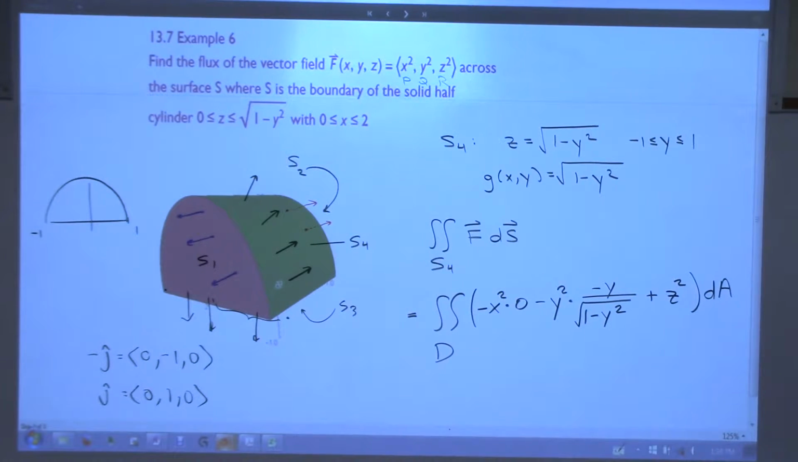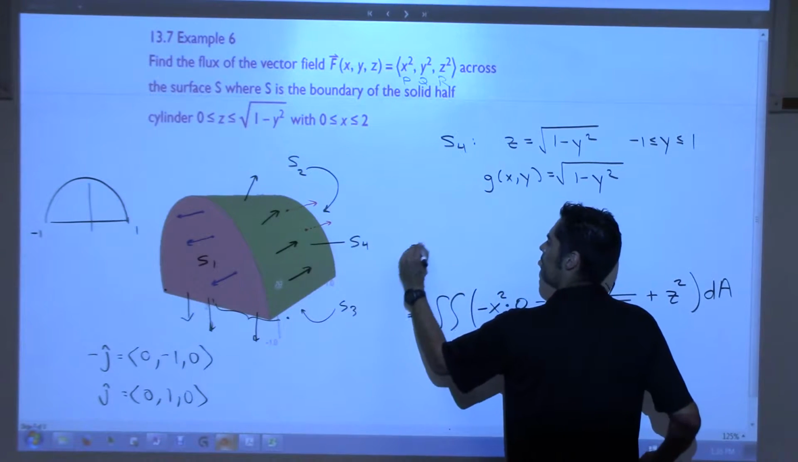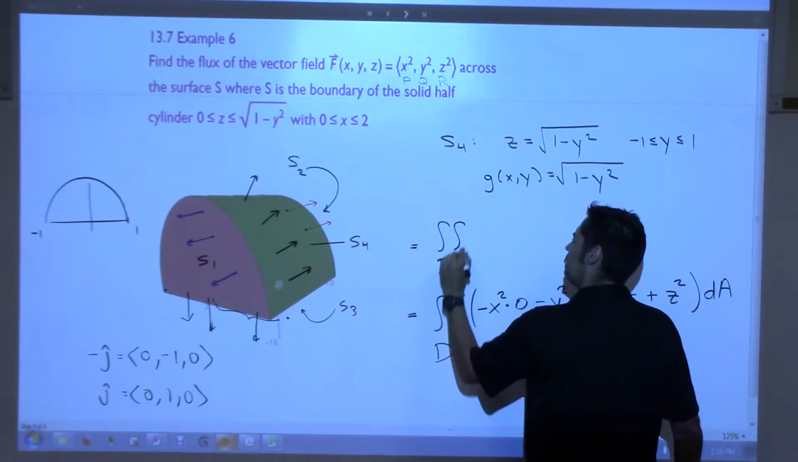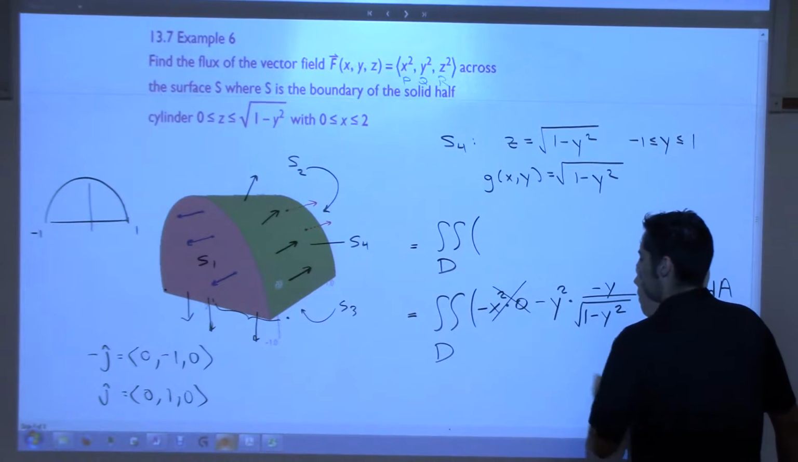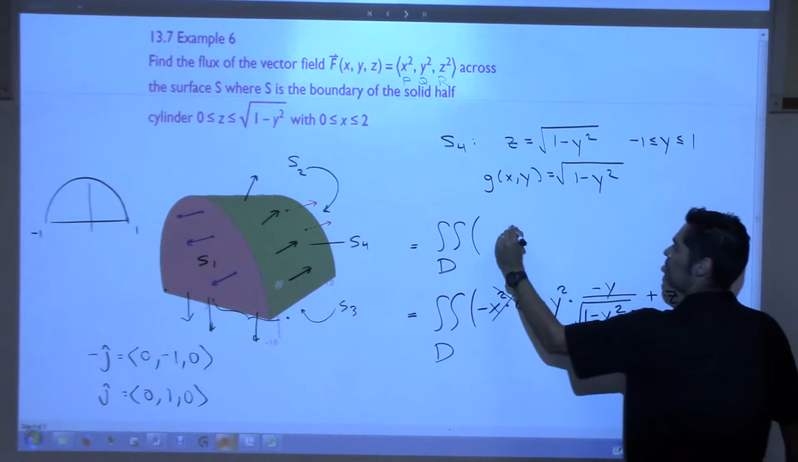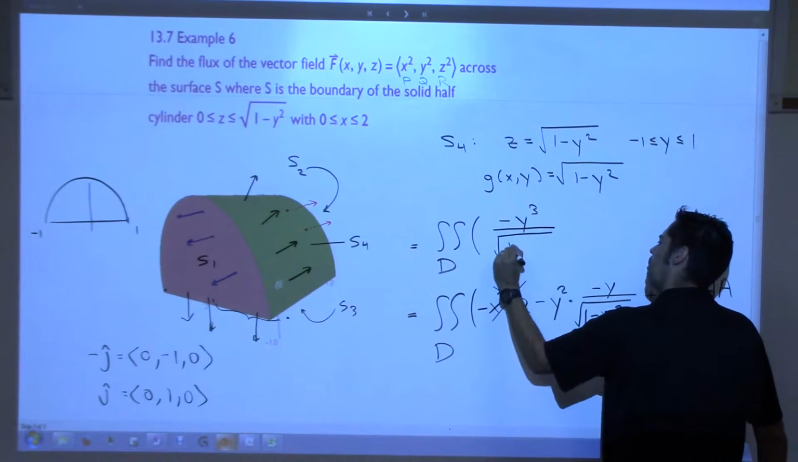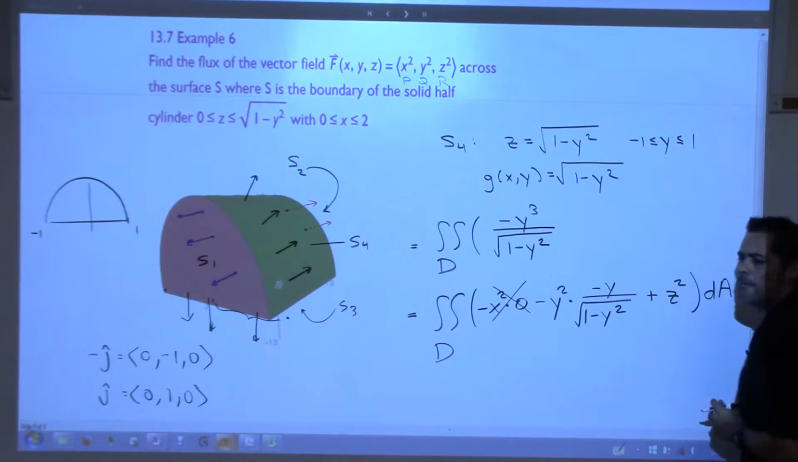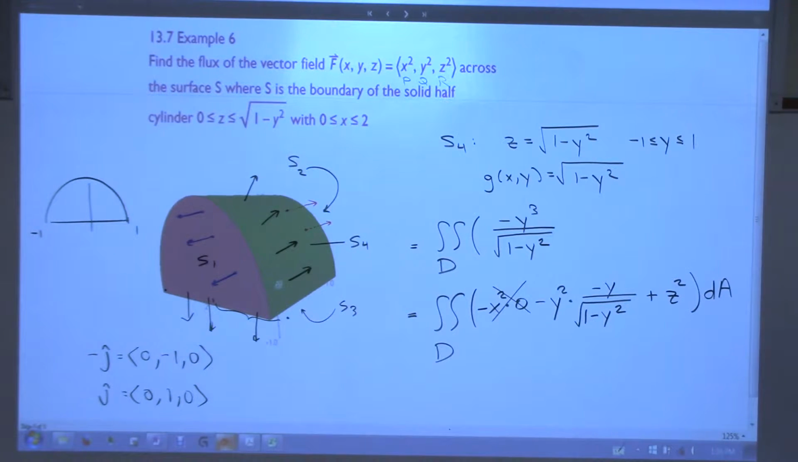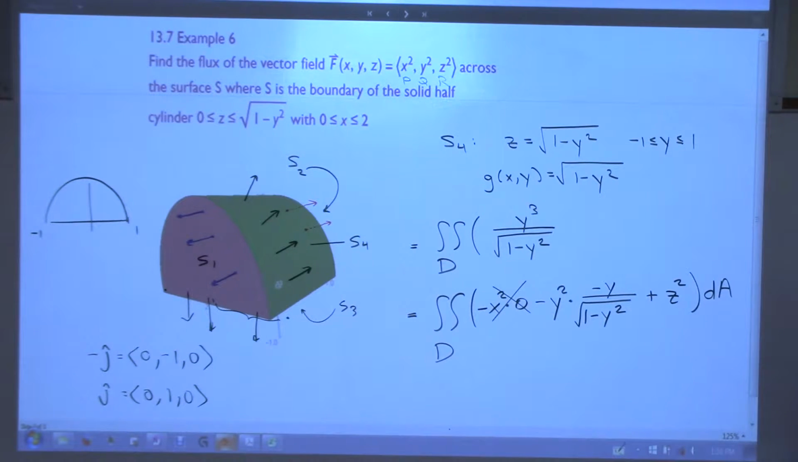Okay, I'm going to just write this down again. This is going to be the double integral over D. This is gone. This becomes, what, negative y cubed over the square root of 1 minus y squared? Yeah, negative is plus.